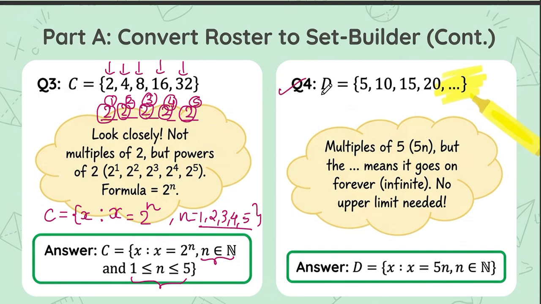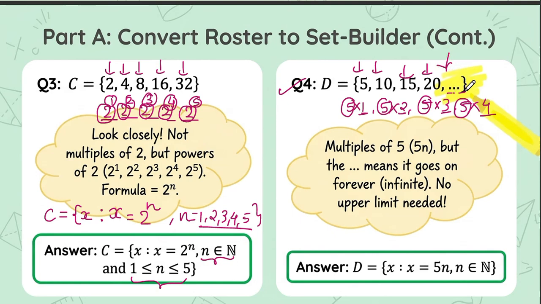Look at the fourth question. D set is given 5, 10, 15, 20 and dot dot dot so on. Okay. So if you look at the pattern, 5 is nothing but 5 ones are, 10 means 5 twos are, 15 is 5 threes are, then 20 is 5 into 4. So it is nothing but table of 5. So 5 is common here, multiplication is common, only the multiplication number is changing from 1, 2, 3, 4 and so on. Okay, now look at the set properly.